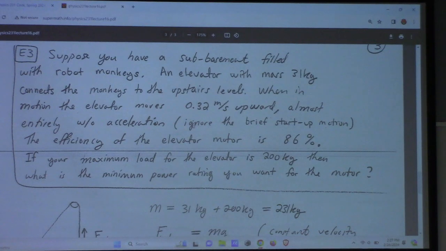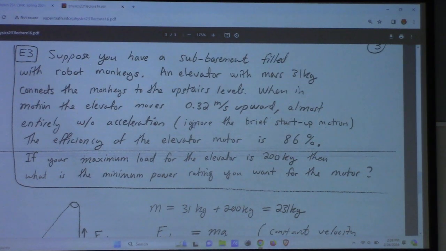Suppose you have a sub-basement filled with robot monkeys. An elevator, I mean, why not? An elevator with a mass of 31 kilograms connects the monkeys to the upstairs levels. When in motion, the elevator moves 0.32 meters per second upward, almost entirely without acceleration. All right, so we're going to ignore the brief startup motion. The efficiency of the elevator is 86%. If your maximum load for the elevator is 200 kilograms, then what's the minimum power rating you want for the motor?